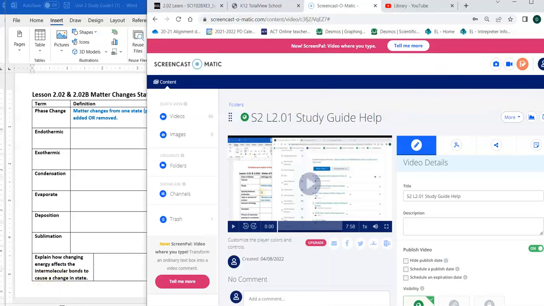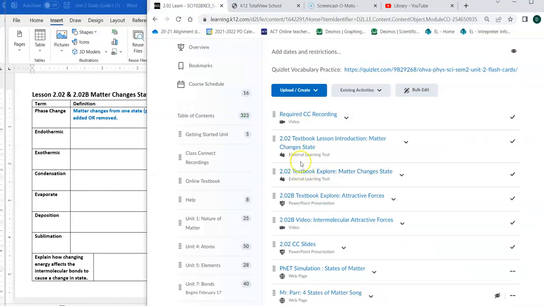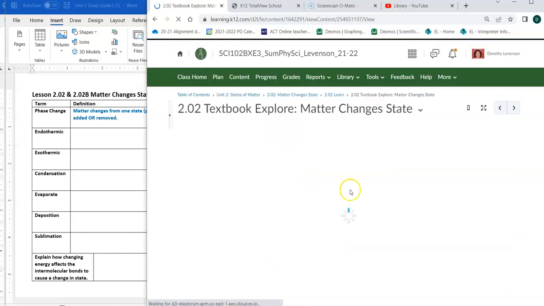And so let's look at that. Let's go through the lesson. We can make sure we have all the words, and then we can go into part B to look at those attractive forces to answer that last question. There is a video about intermolecular attractive forces, so if you need more help, I strongly recommend that you watch that video. All right, so going through the lesson.